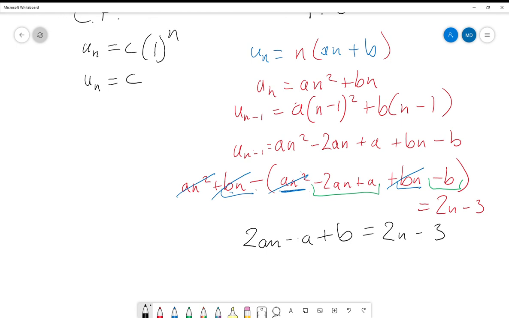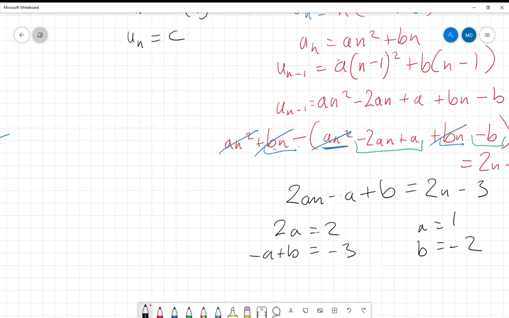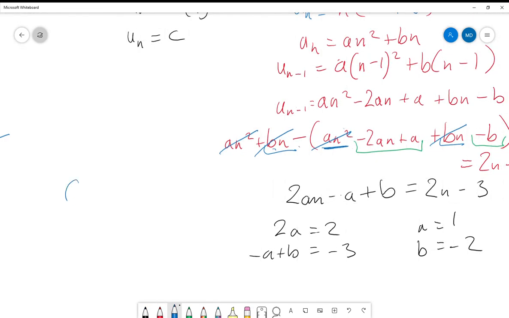And as always, equating coefficients, we get 2a equals 2. And we get minus a plus b is equal to minus 3. So plugging that in, we get a equals 1. Plugging that into our lower one, we end up with b is equal to negative 2. And so now we can get our general solution, which is going to be our complementary function.